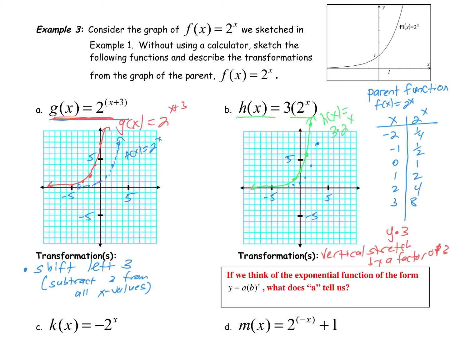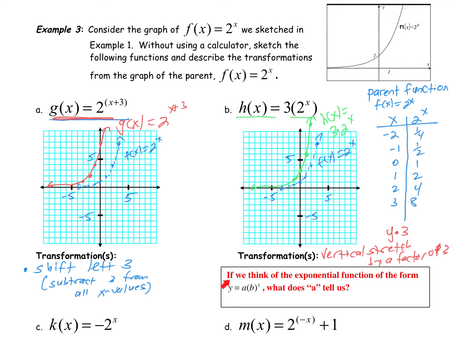And y equals 2 to the x, I have those points here. I will go ahead and sketch that with a dashed line because that's our parent function. So this is f of x equals 2 to the x. Let's take a look at the information in this box here.